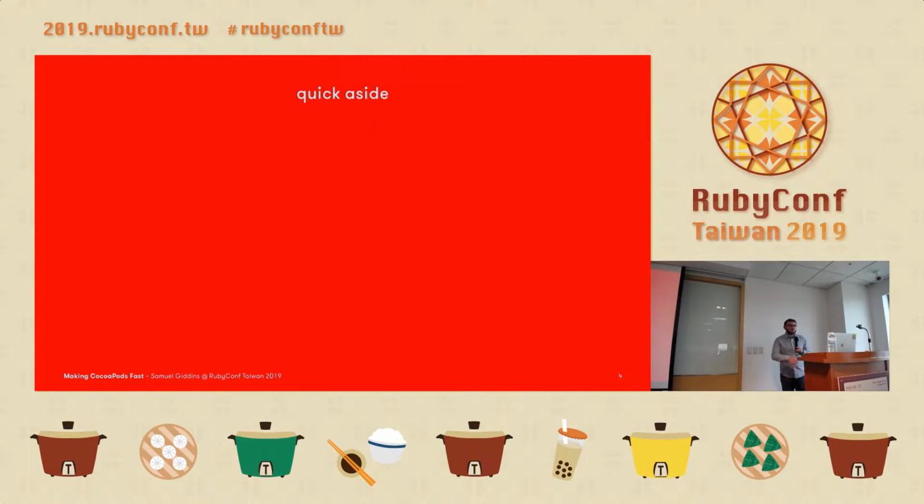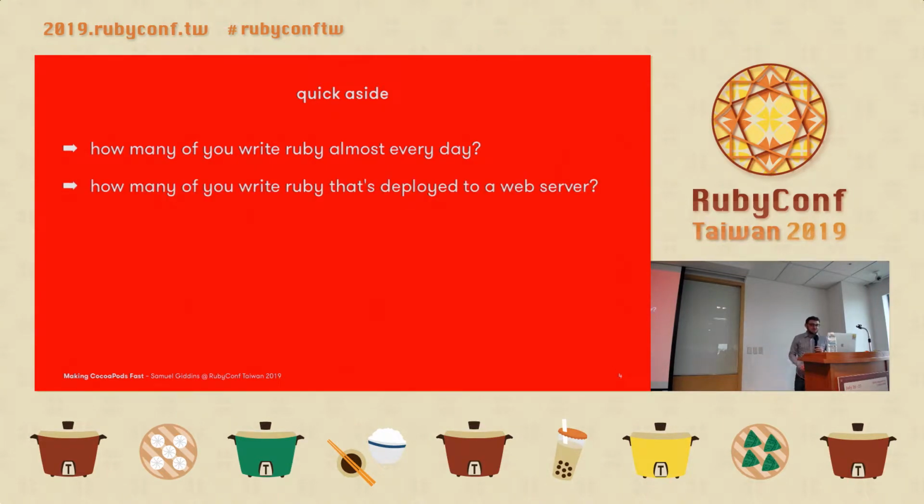Quick aside, how many of you write Ruby almost every day? Well, now I can see who's paying attention. And then how many of you write Ruby that's deployed to a web server? Oh, pretty much everyone. So I actually do neither of those things, which makes me a bit of a stranger speaking at a Ruby conference. But I hope in return I have some extra perspective on what other ecosystems have to offer their developers.